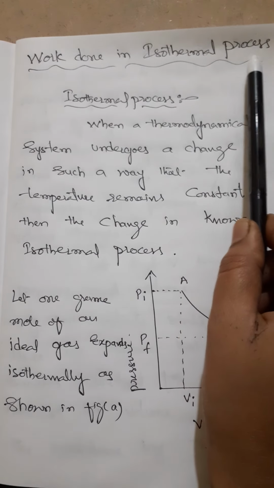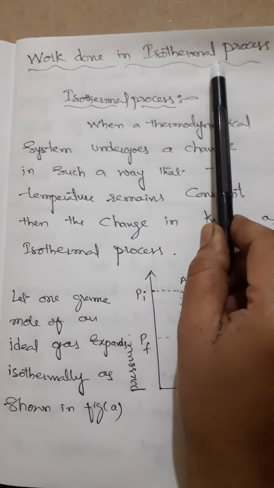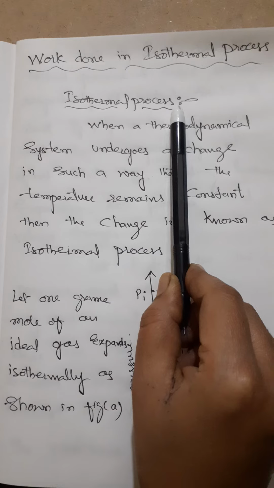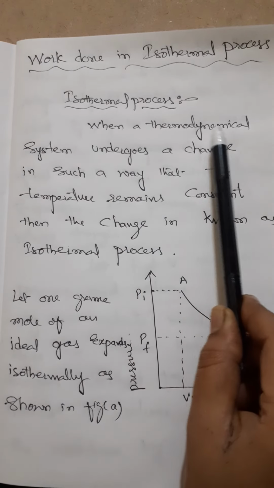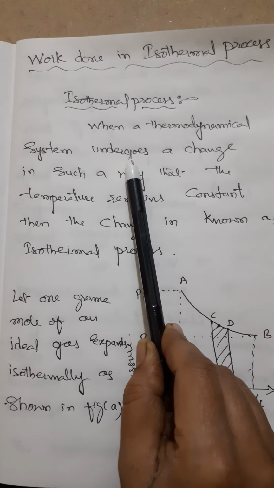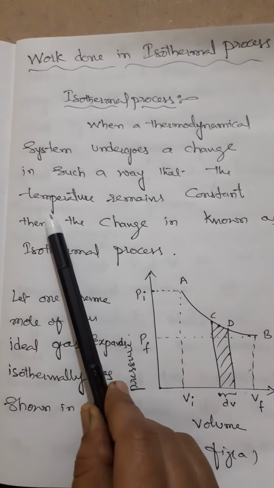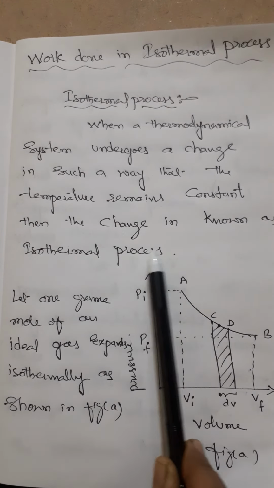Today I am going to explain one of the important topics in thermodynamics, that is work done in isothermal process. Before going to calculate the work done in isothermal process, first of all we should know what is isothermal process. Isothermal process means when a thermodynamical system undergoes a change in such a way that the temperature remains constant, then the change is known as the isothermal process.